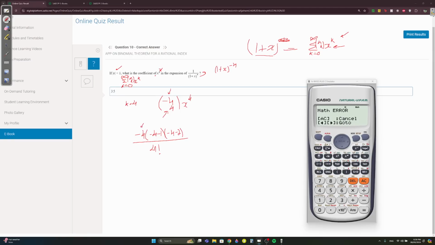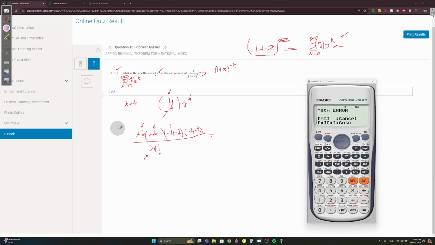How many terms do I have? I have 1, 2, 3. How many terms am I supposed to have? 4 terms. So I do one more: minus 4, minus 3. Okay, can I solve? Yes, I can. This is the rule. 4 negatives make what? Positive. Cancel, cancel, cancel.